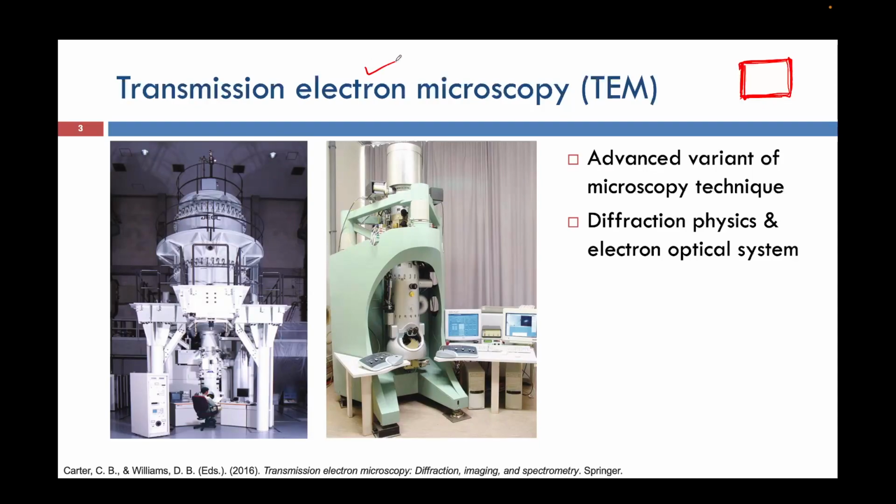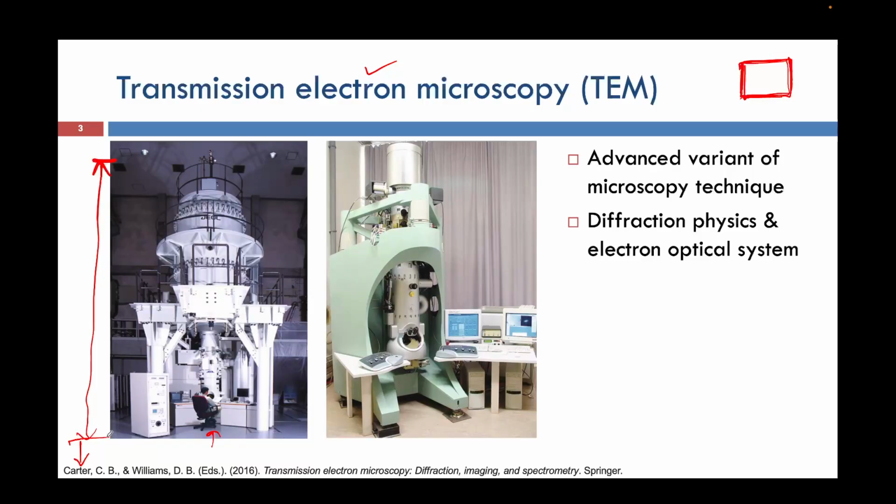As you can see, these are not small equipment as compared to AFM and optical microscope. They are big components. Here one person is sitting; these are two examples I have taken from this textbook, Barry Carter. You can see the size of the transmission electron microscope. These are really big instruments, and in addition there will be lots of electronics associated with this.